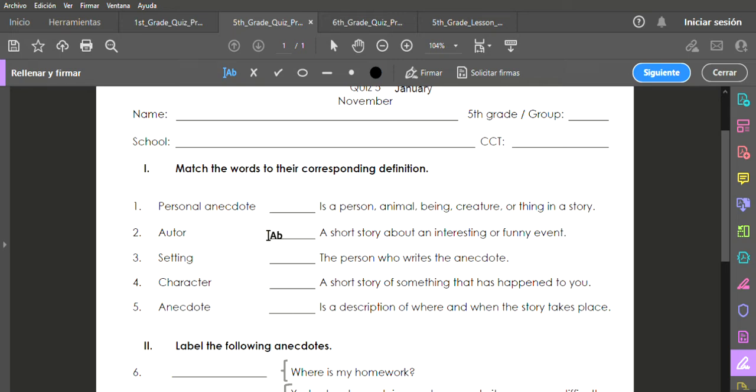And then we have here some definitions. We're going to translate the part and the definition. And I'm going to help you with number 1. Okay, so you can answer them all.